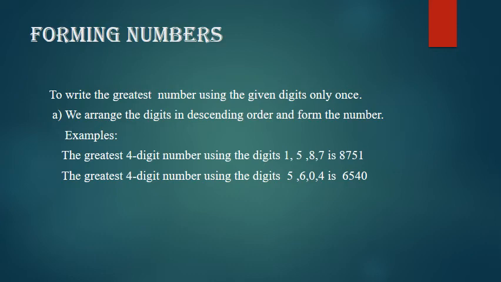The greatest 4-digit number using the digits 5, 6, 0, 4. Here again you need to find the 4-digit number. Here 0 is given, not a problem. You need to arrange it in the descending order. So the highest number in the series is 6540. So the number formed is 6540.